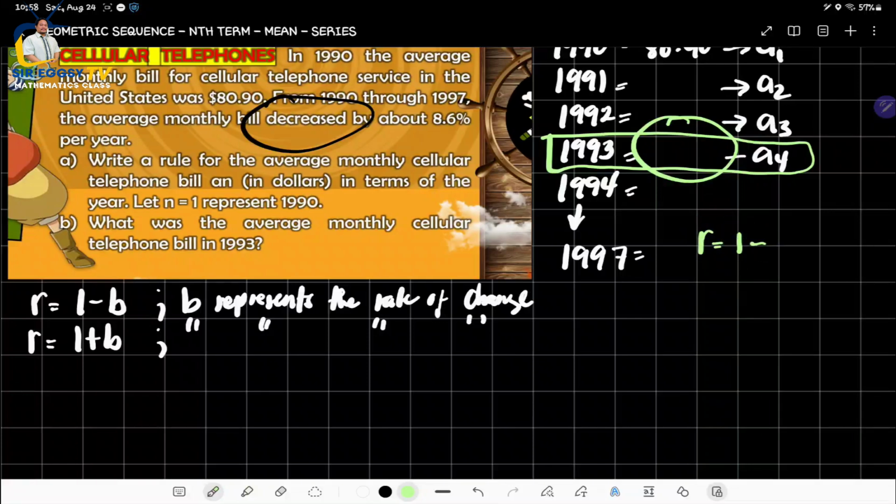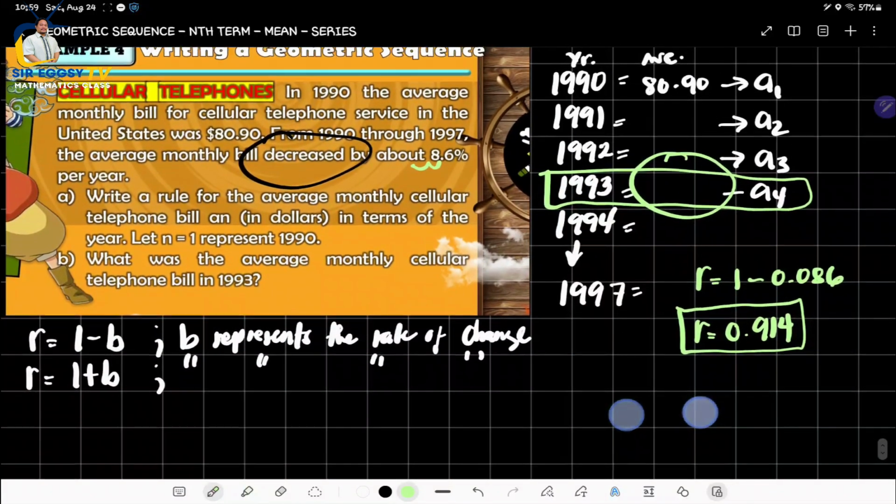So, that means your common ratio is 1 minus 0.086. Okay? So, it just moved 2 units to the left. And therefore, our common ratio will become 1 minus 0.086, which will give us 0.914. And that is the common ratio.